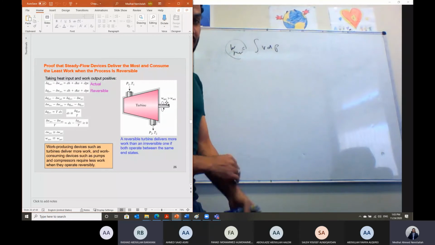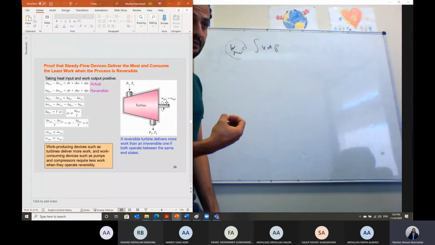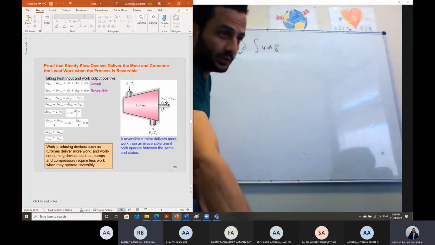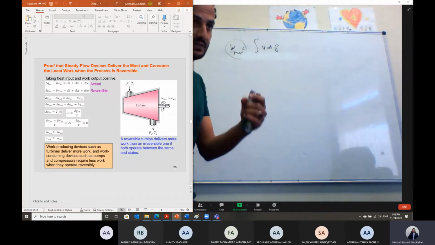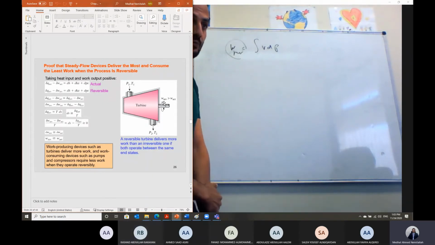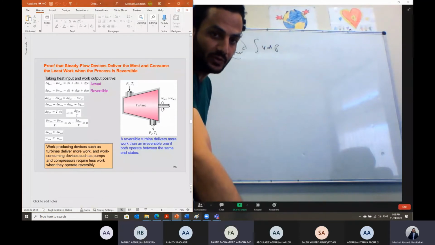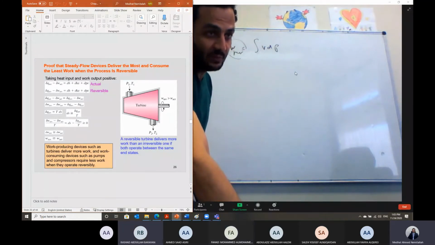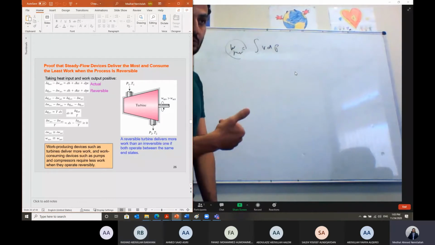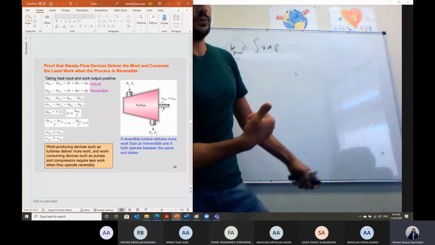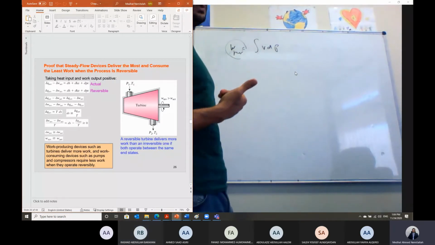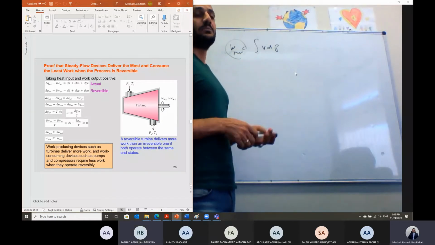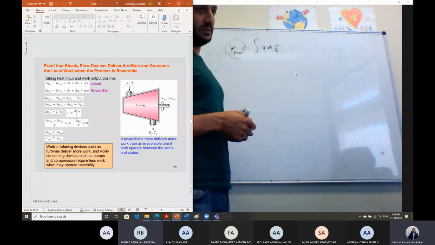In the case of a turbine, if we have a reversible turbine, that means we don't have any losses, so the work out of the turbine will be maximum. Now what about the compressor? It is consuming work, not producing work. So the work in this case, if we have a reversible process, will be maximum or minimum? Minimum. So if you have a reversible device that is producing work, the work will be maximum. If the device is consuming work, the input work will be minimum.